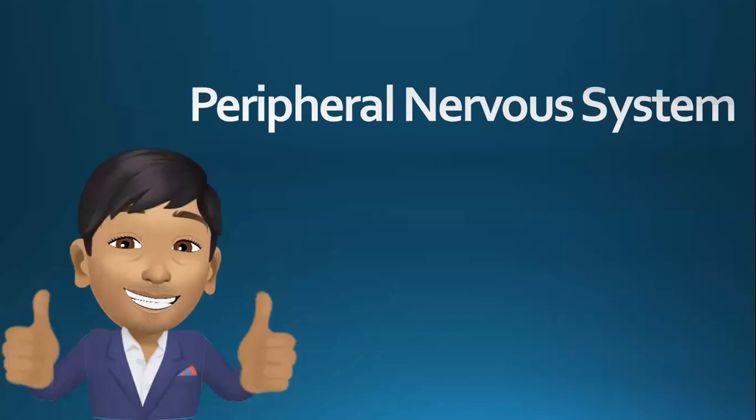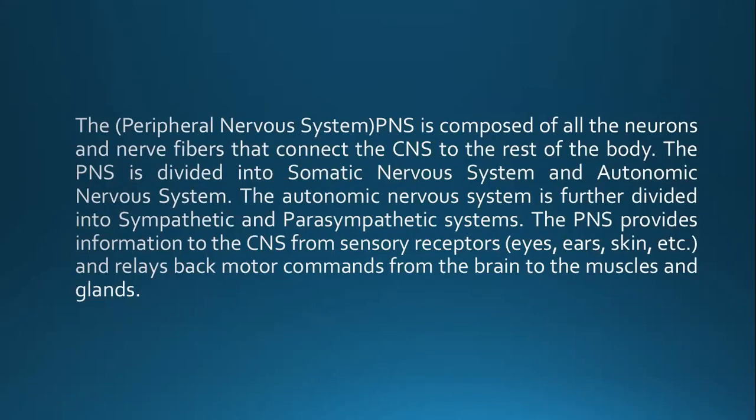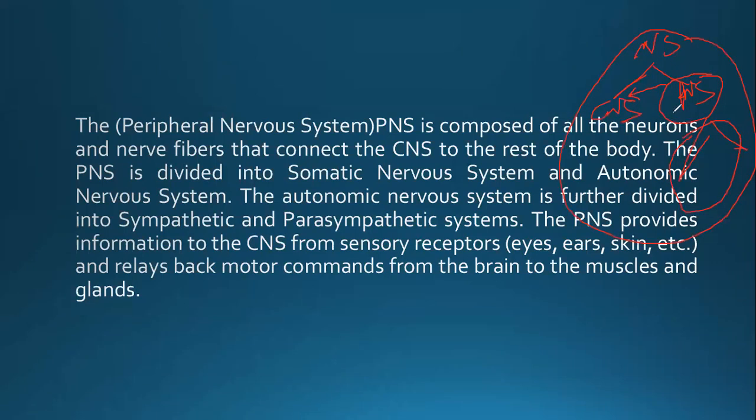So the title of this session is Peripheral Nervous System, and let us see what it is. The peripheral nervous system, for simple understanding we call it PNS, is composed of all the neurons and nerve fibers that connect the central nervous system. Here, the most important thing is, as the nervous system is divided into the central nervous system and peripheral nervous system, which is further divided, the peripheral nervous system is the system which connects the central nervous system to the rest of the body. It has a connection. This is the whole part of the nervous system, right? In that, the peripheral nervous system is composed of all the neurons and the nerve fibers that connect the central nervous system to the rest of the body.